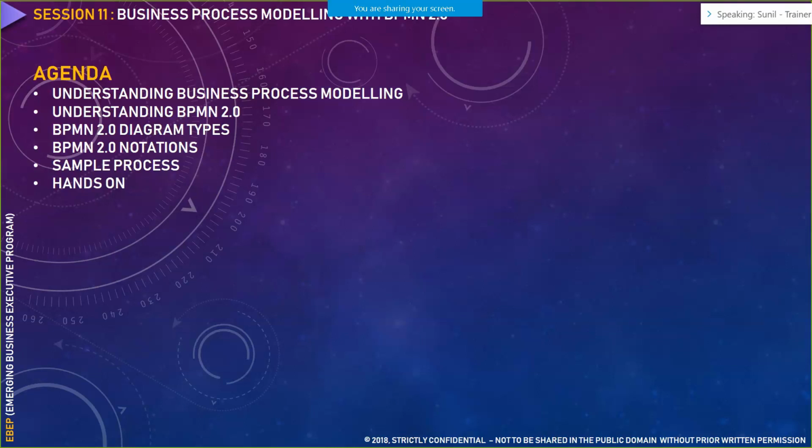Now, in today's session, we are going to understand what is business process modeling. We would understand what is BPMN. BPMN stands for Business Process Modeling Notation. N is for notation. And the current framework that we have for BPMN is 2.2. Then we'll understand BPMN 2.2 diagram types, their notation, and we will see some sample processes along with hands-on.